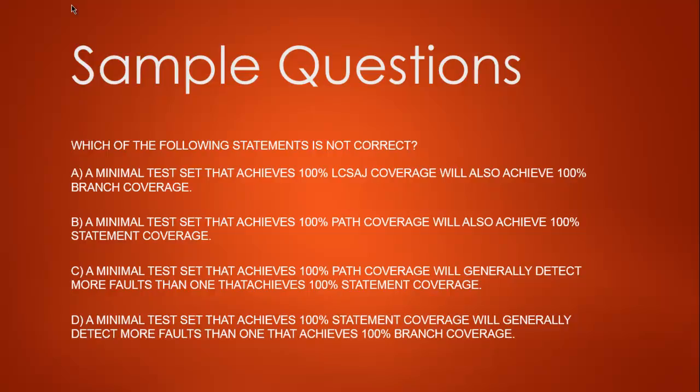So let's go for D. A minimal test set that achieves 100% statement coverage will generally detect more faults than one achieves 100% branch coverage. So this looks a bit odd. So we have eliminated A, B and C, so it leaves only one option for us, which is D. So answer is D.